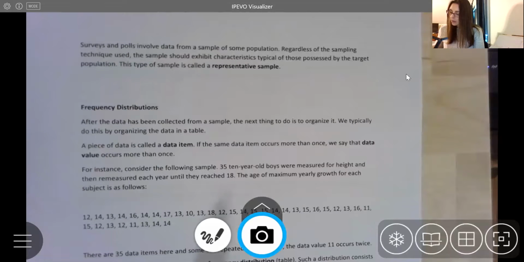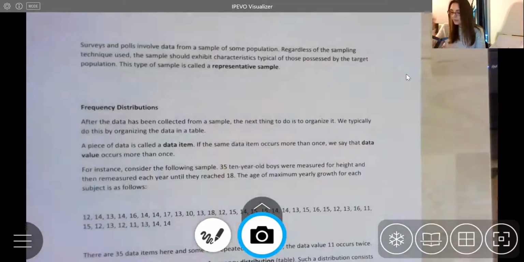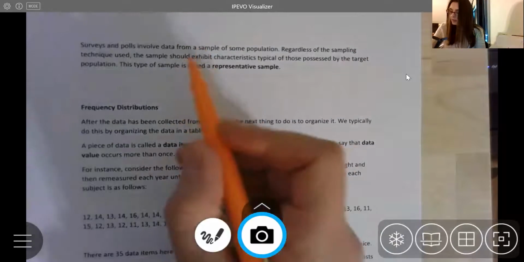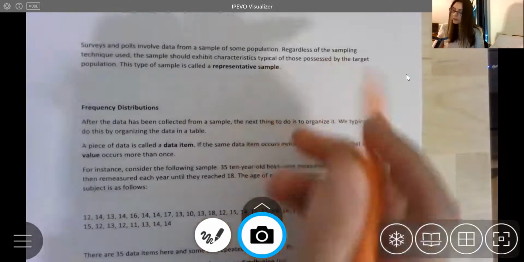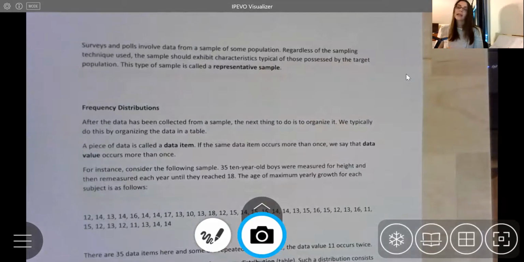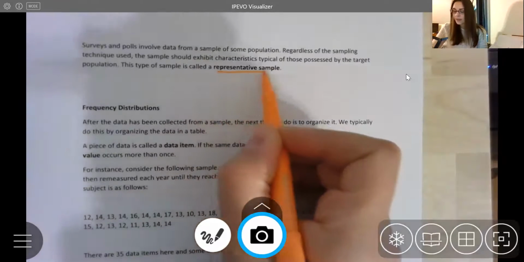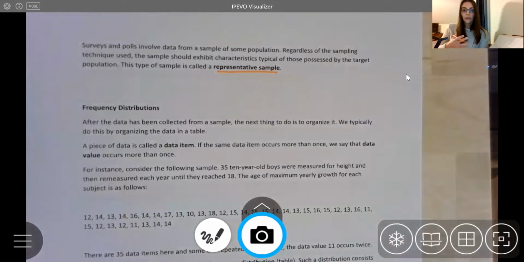And then regardless of the sampling technique used, the sample should exhibit characteristics typical of those possessed by the target population. Again, you want your sample to reflect your population, or else just throw the whole thing away. There's no point in analyzing it, because the reason we sample is to learn about the population. That's really what we do. So we want our sample to be a representative sample so that it mirrors the population.